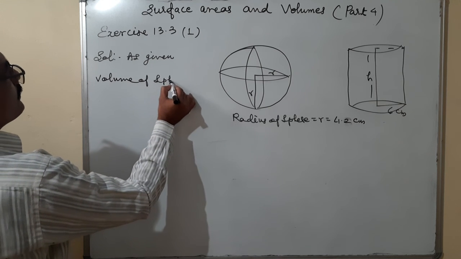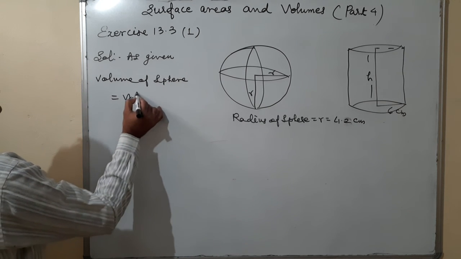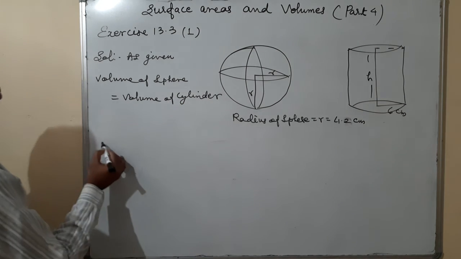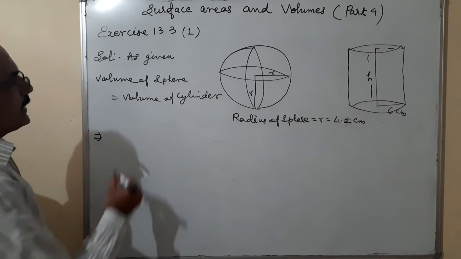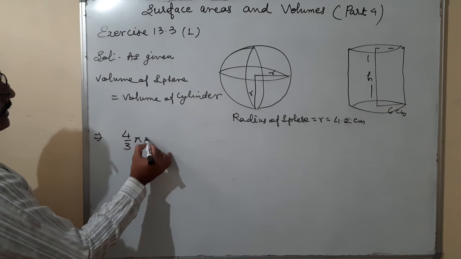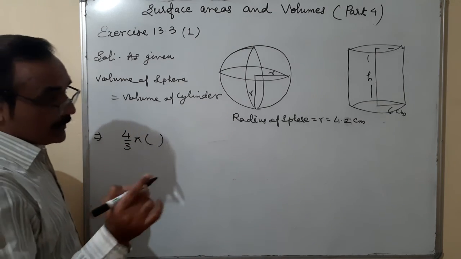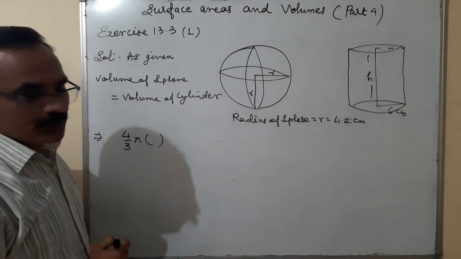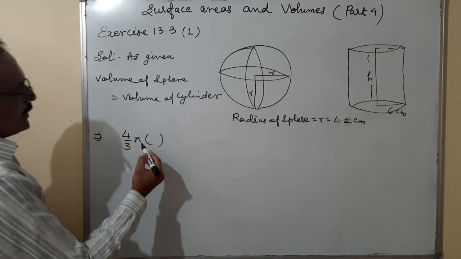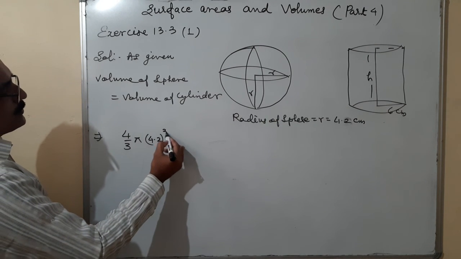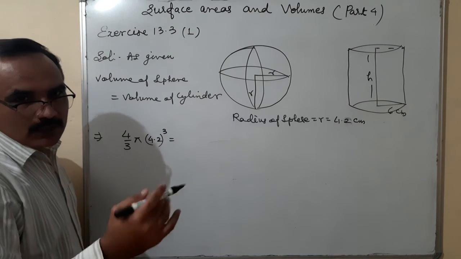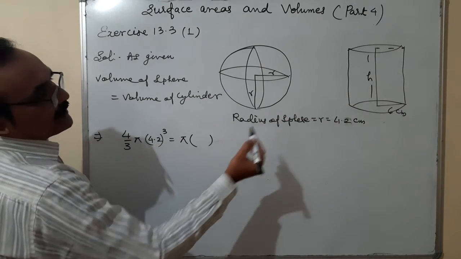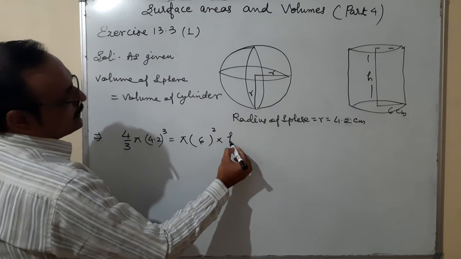Volume of sphere is equal to volume of cylinder. Is that okay? Volume of sphere is 4 upon 3 pi r cube. There are two radii, so the radius of the sphere will be used in the formula for the sphere. Here the radius of the sphere is given as 4.2. So 4 upon 3 pi r cube is equal to volume of cylinder. Recall the formula, volume of cylinder is pi r square h. What is the radius of the cylinder? The base radius is 6 and the height we have taken as h.